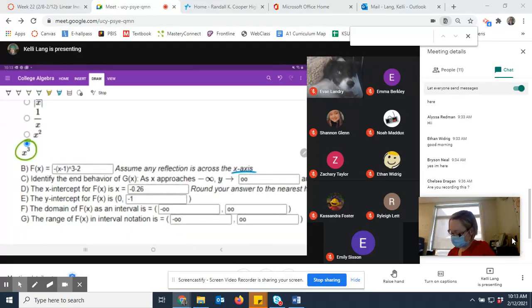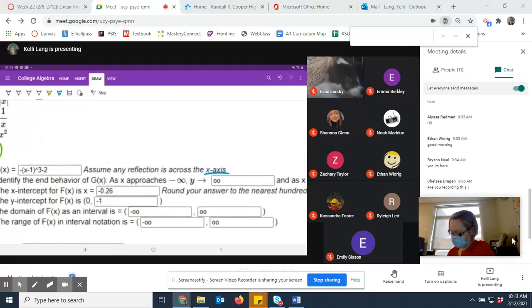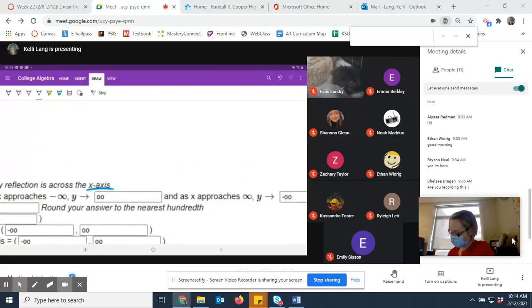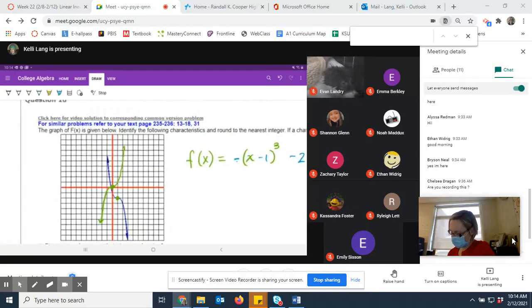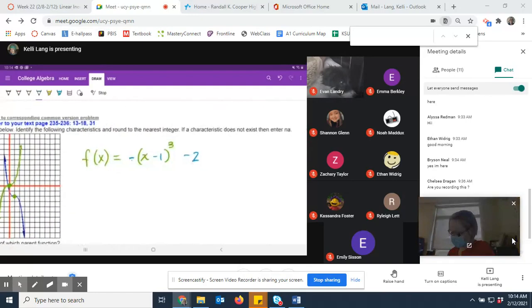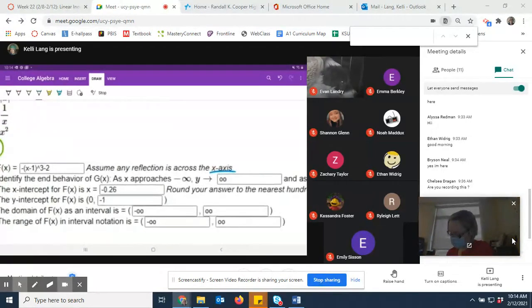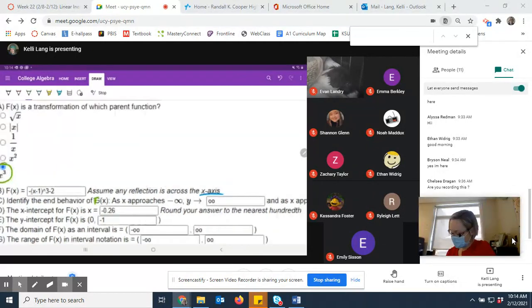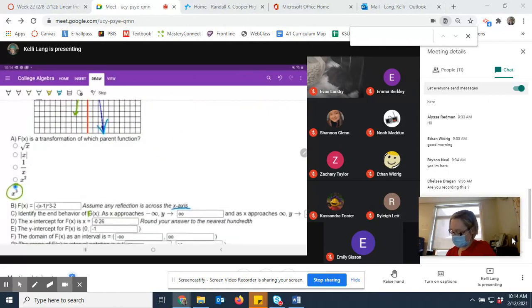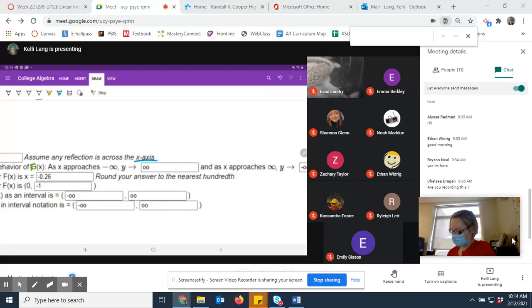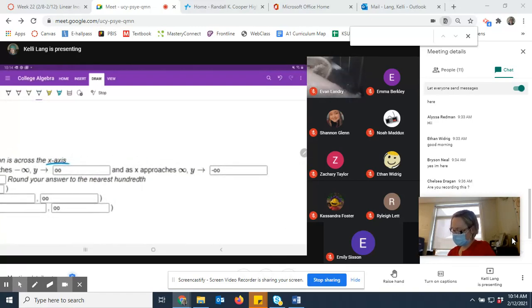They want you to identify the end behavior of g of x, that's a typo. They want you to identify the end behavior of f of x. There is no g of x in this problem. So our end behavior should be fairly obvious. This just goes on forever in both directions. So as x approaches negative infinity, y approaches positive infinity. As x approaches positive infinity, y approaches negative infinity.